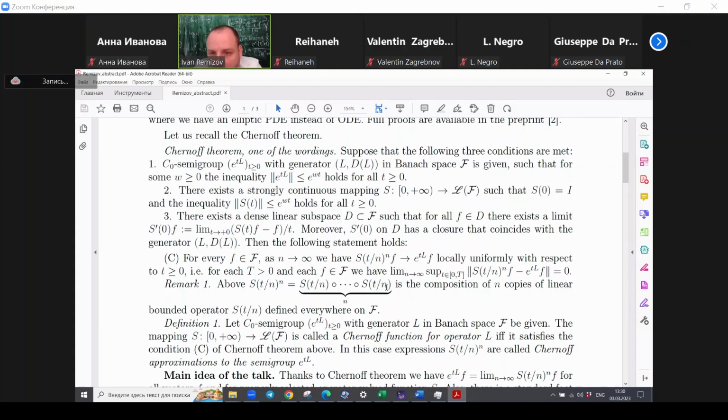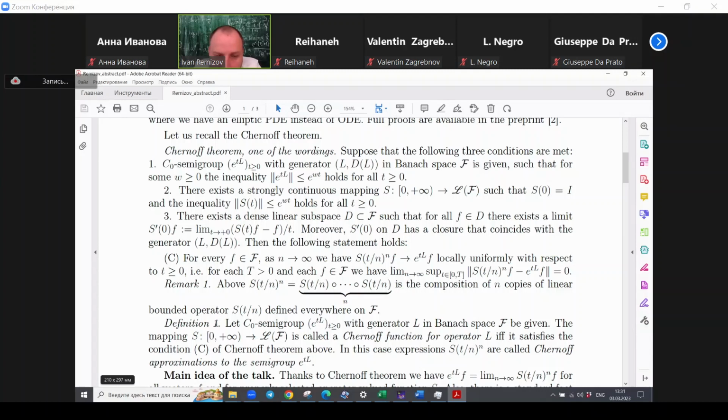That's it. About the notation, this is a composition of n copies of a linear bounded operator defined everywhere on F, because for each t, S of t is a linear bounded operator which maps F to F. So if we substitute t by t over n, then it again will be for each t and n a linear bounded operator mapping F to F, and we can make the composition. That's it.